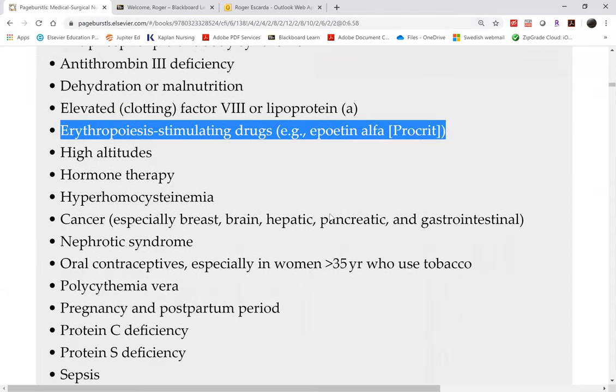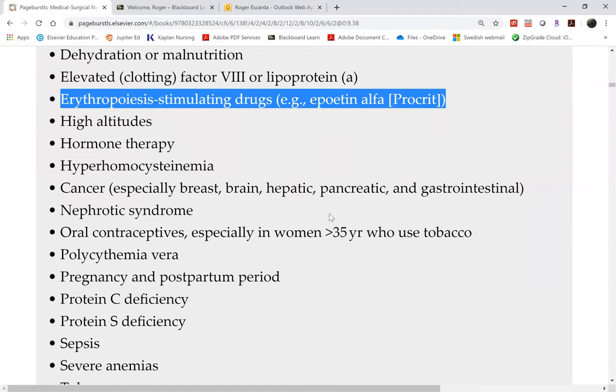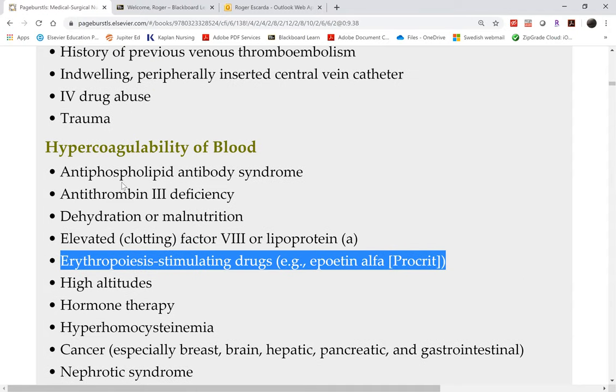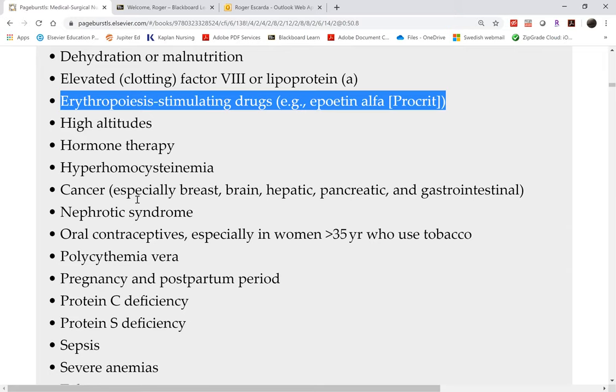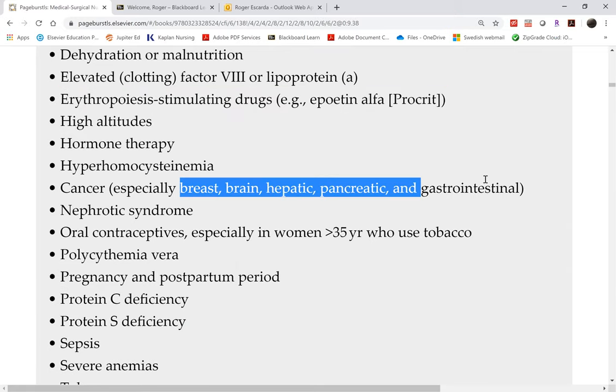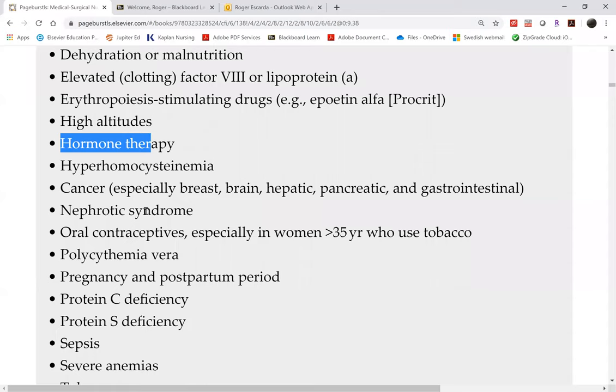Cancer, unlike other people who have trauma, I understand trauma will produce tissue factor, but in cancer, specifically in these cancers right here, these cancer cells produce tissue factor for no reason. Therefore, they will trigger clotting. OCPs, the same thing, same effect. This is hormone therapy.